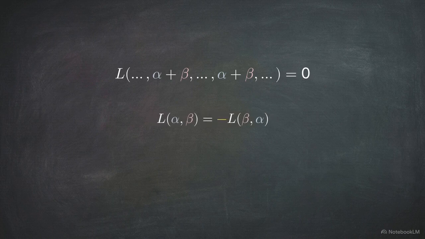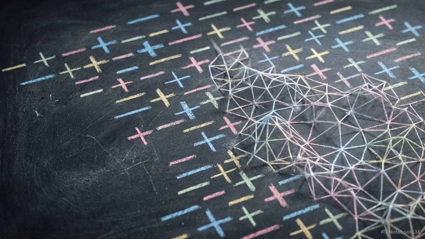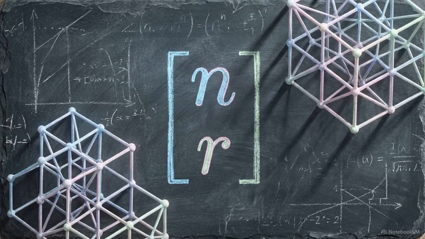Swapping two vectors flips the sign of the output. By extension, any permutation of the inputs multiplies the result by the sign of that permutation. We call the set of all such functions A sub r, the submodule of alternating r-linear forms. Theorem 7 establishes the rank of this specific space.